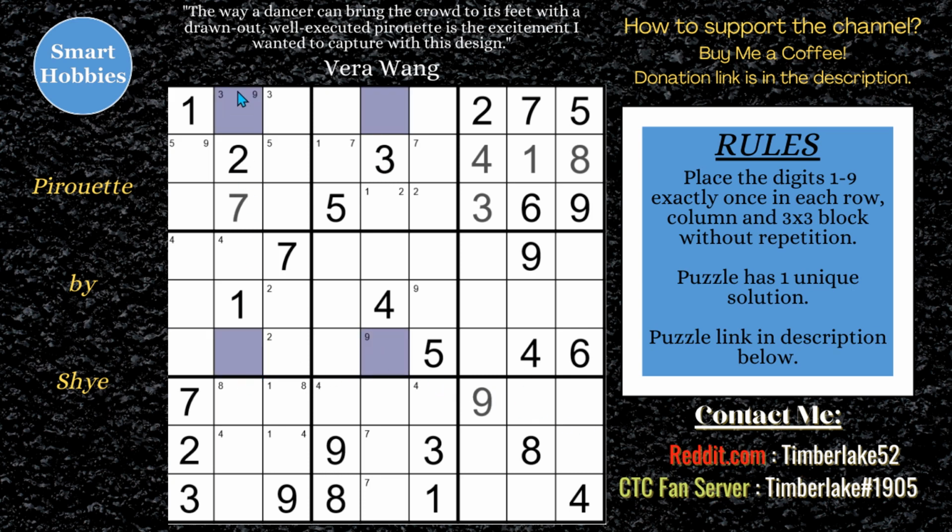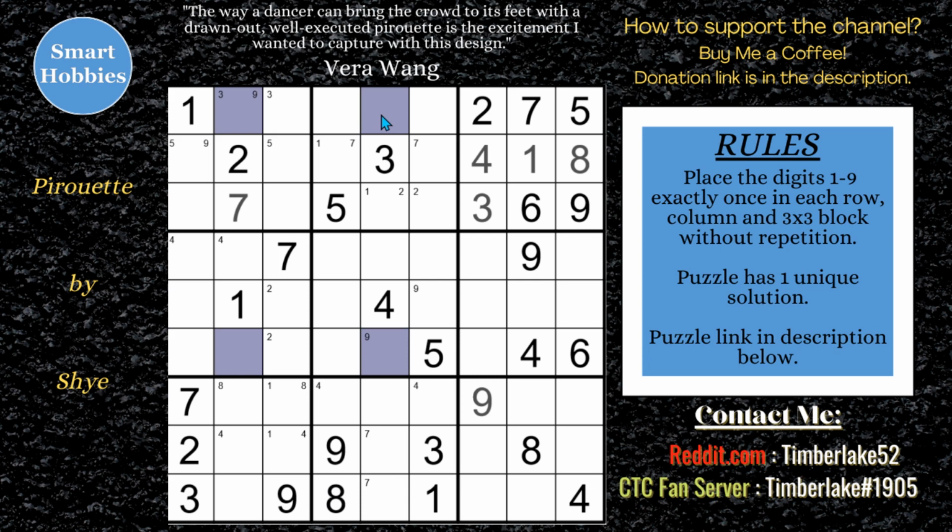Well, where can a 9 be here in column 2? It can be there, it can't be here, it can be there. Okay. Where can a 9 be in column 5? It can be here, can't be there, and it can't be in any of these spots. So the 9s are limited to these 2 spots in columns 2 and 5.